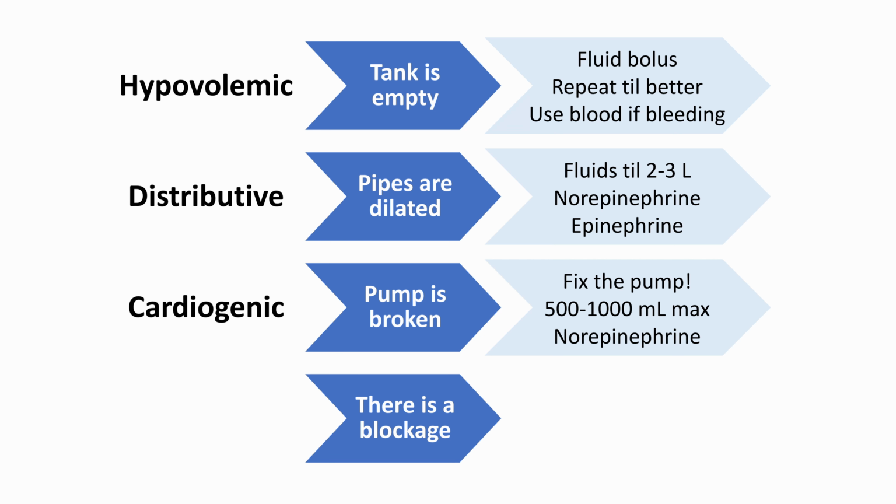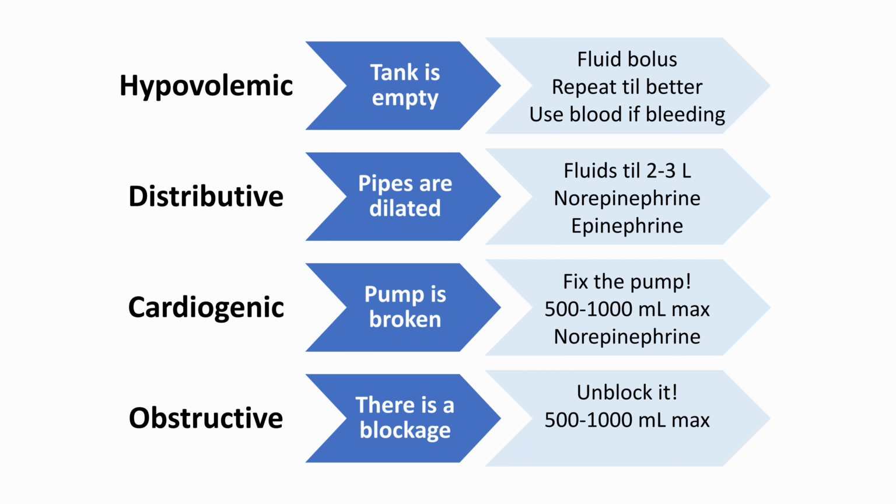If there's a blockage in the system somewhere, you have obstructive shock. This is usually a patient with chest pain and shortness of breath. We need to alleviate the obstruction, and if this is a pneumothorax, you can do that right away. If you can't unblock the system, use a small bolus of fluids, a max of 500 mils or 1 liter, and then try vasopressors. No one knows which vasopressor is the best, but norepinephrine is again a pretty good choice.